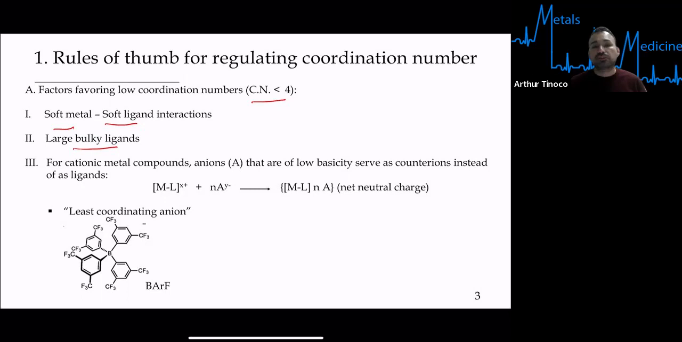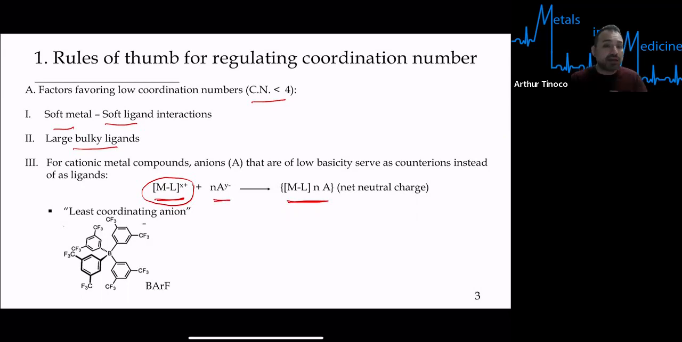And then when you're thinking about small molecules and how you can try to regulate the coordination number, this is an important factor here. So here I'm going to be a little bit more specific about what type of small molecules. This particular point has to do with whenever you have a coordination compound that is charged. If we are talking about a coordination compound that is cationic, any compound that we isolate from solution will be neutral in charge.